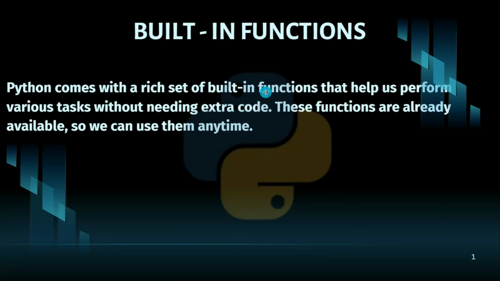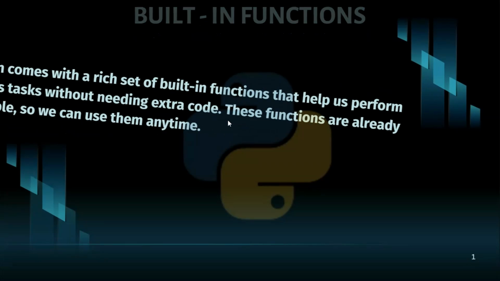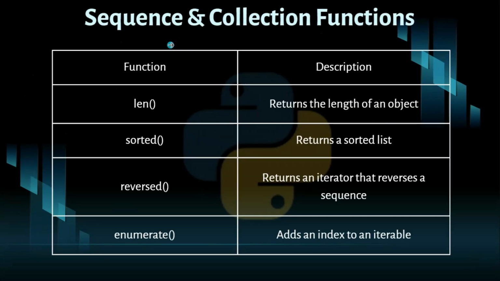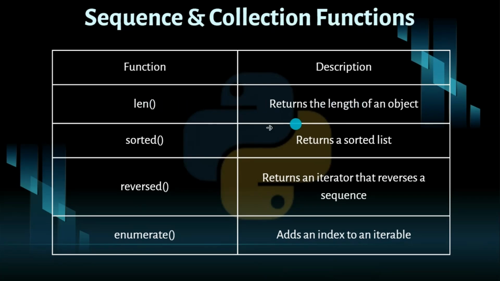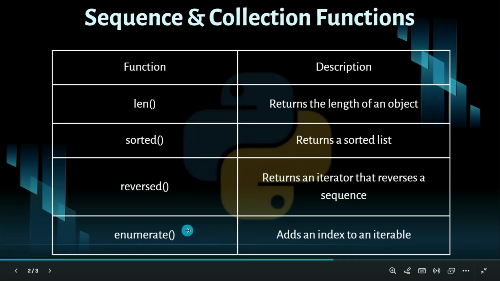Python comes with a rich set of built-in functions that help us perform various tasks without needing extra code. These functions are already available, so we can use them anytime. In today's video, built-in functions part 3, we are going to understand sequence and collection functions. Here we have four functions. The len function returns the length of an object. The sorted function returns a sorted list. The reversed function returns an iterator that reverses a sequence. The enumerate function adds an index to an iterable.